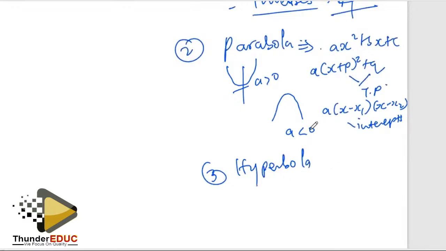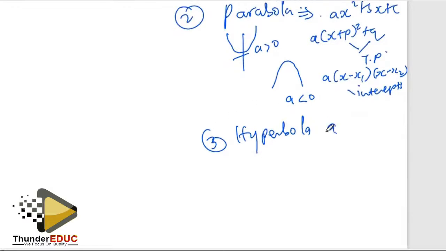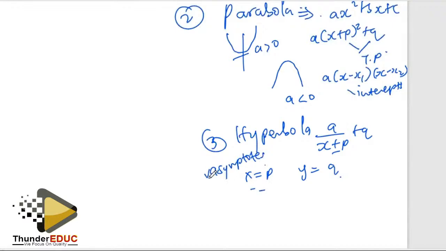Hyperbolas, so if the denominator is having x involved, right? So a over x plus maybe p plus q. So with the hyperbola, we need to know how to get the asymptotes. So with asymptotes, we can say x is equal to p or y is equal to q, depending. If this is a negative, then x is going to be a positive. Say it's a positive, then x is going to be a negative. These are asymptotes, guys.